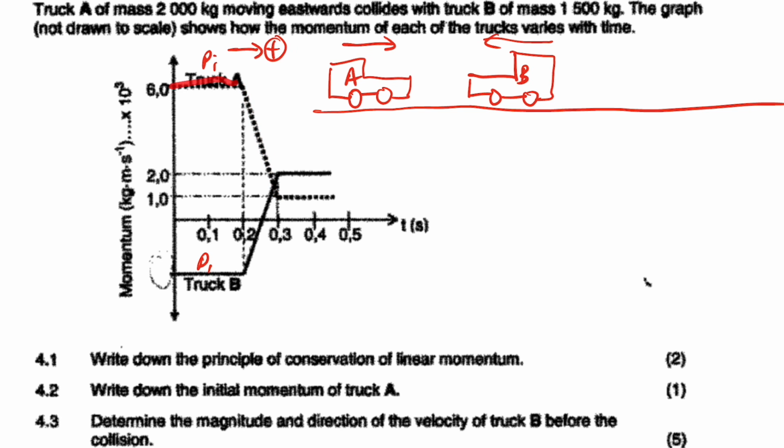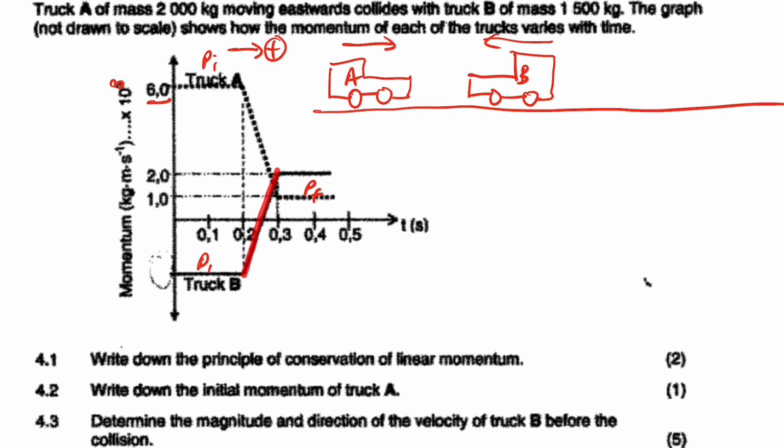The momentum of truck A changes to 1, right, from 6. And guys, if you look here, this is 10 to the power 3, so this is going to be 6 times 10 to the power 3, right? It collided with the momentum of 6 to the momentum of 1, which is the final momentum of A, right? And for B, the initial momentum was not given there, but we know there was a change in momentum.